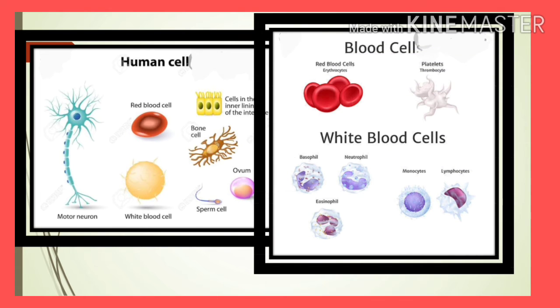So again in the blood there are different types of cells. Those are the RBC or red blood cells, platelets. Next one is white blood cells. In the white blood cells you have different types. Those are the granulocytes and agranulocytes. Granulocytes consist of basophils, neutrophils, eosinophils. Agranulocytes consist of monocytes and lymphocytes. So these are the different types of cells present in animals or human beings.